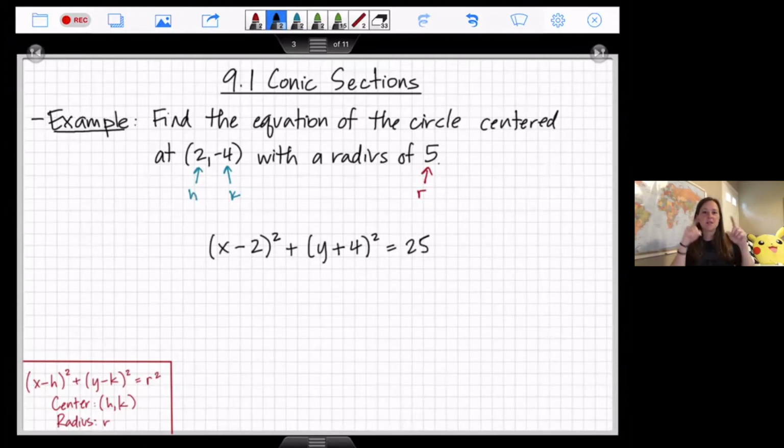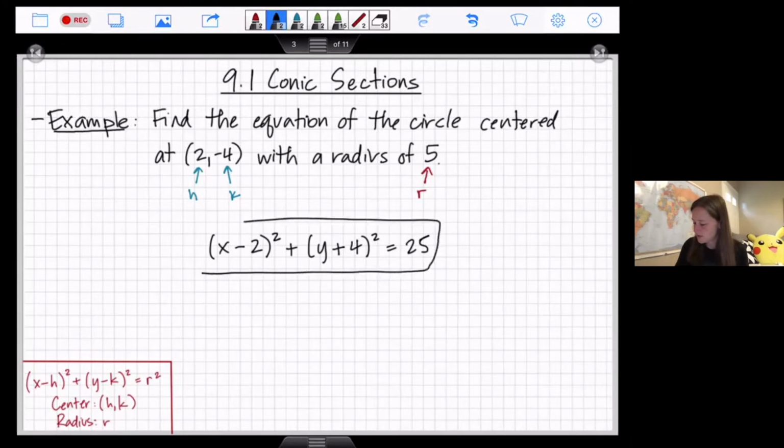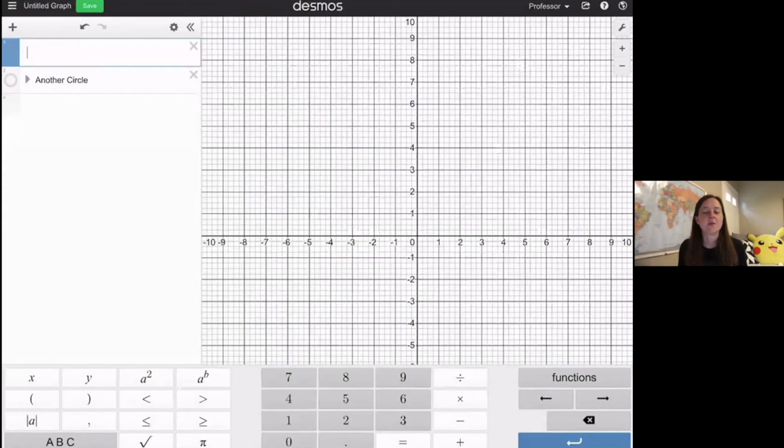And notice from the center to the equation that the coordinates kind of change sign in the middle because of that subtraction from the distance formula. Okay, so x minus 2 means it's a positive 2 x-coordinate, y plus 4 means it's a negative 4 y-coordinate. All right, so let's take this equation over to Desmos and just make sure that it graphs the circle that we meant it to. All right, so here we are in Desmos.